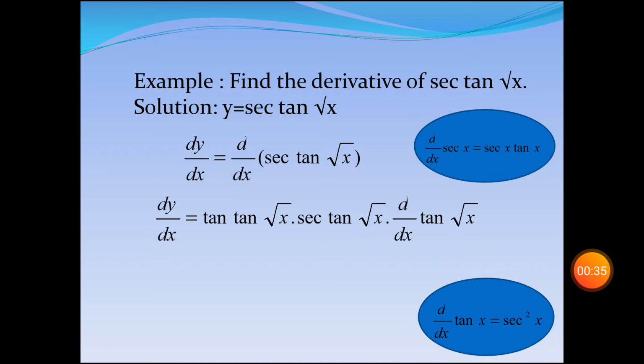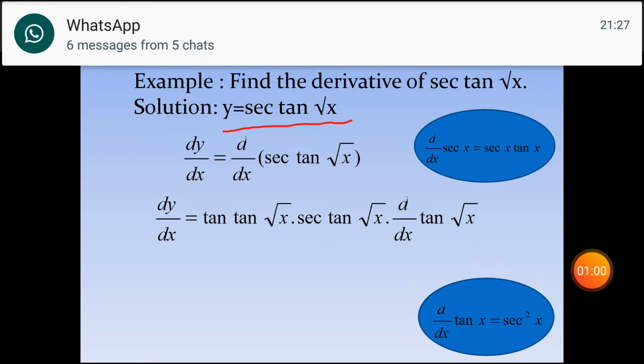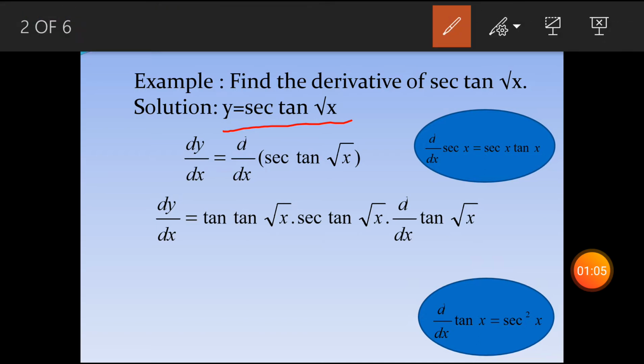So the example that I considered here is: find the derivative of sec tan root x. So our function is sec tan root x. Basically our y function is a composition of three functions: sec, tan as well as root x. So how are we going to solve it? In the last video I discussed two methods and I told you that the second method is a very easy approach and generally we use the second method to solve the questions. So I am going to use that method only to solve this question.